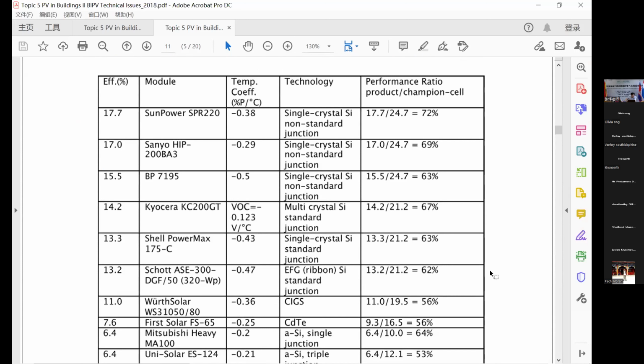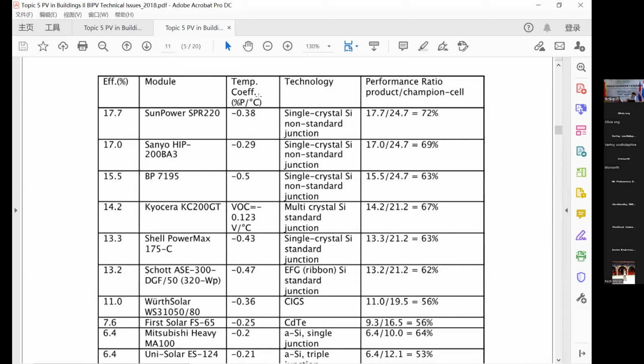Here are some parameters of the commercialized solar cells. The key parameters are the module name, SunPower, Songyang, BP, British Petroleum, Kyocera, and the efficiency is here.